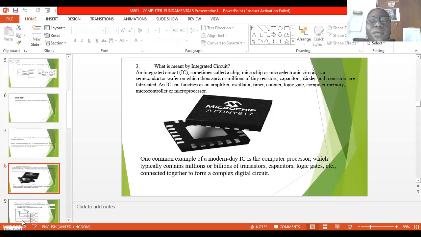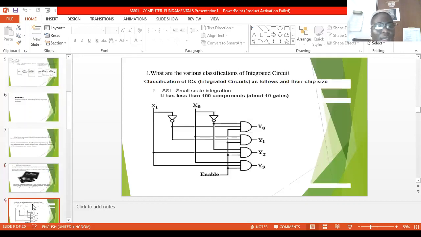Thirdly, we're told to say what is meant by an integrated circuit. Integrated circuits can also be called chips or microchips. It is a semiconductor wafer on which thousands or millions of thin resistors, capacitors, or transistors are fabricated. I also have a diagram to illustrate that.